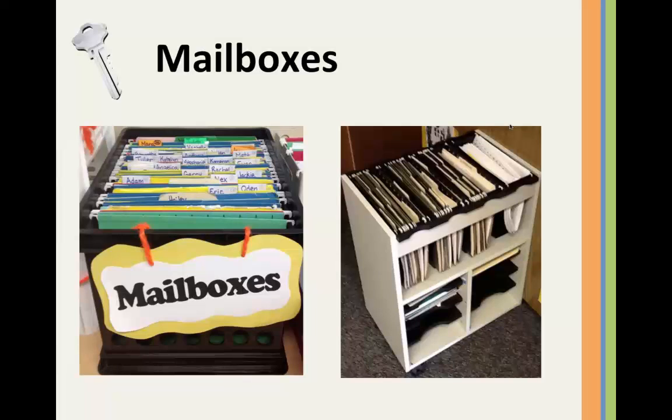Usually this is what we see, hanging file folders, and we assign students as mailbox monitors. And so one mailbox monitor may have 6 students. That mailbox monitor gets the mailbox or the hanging file folder for the student. So the student would not go directly to the mailbox because we don't want a bunch of students going through them. They are assigned a monitor who will help them.